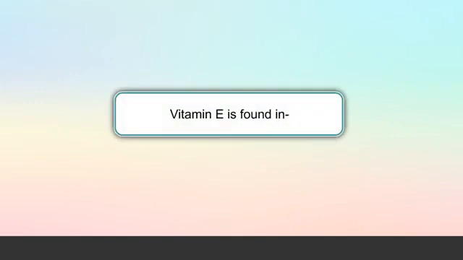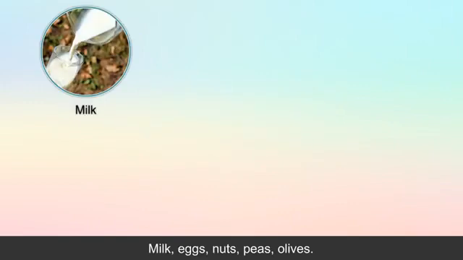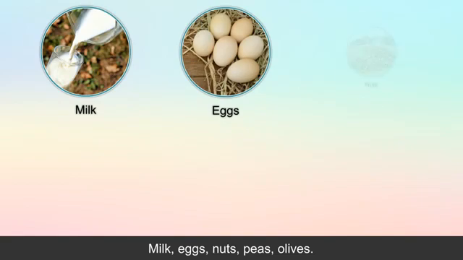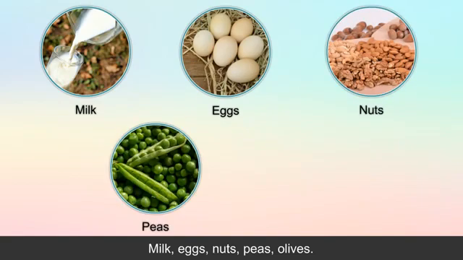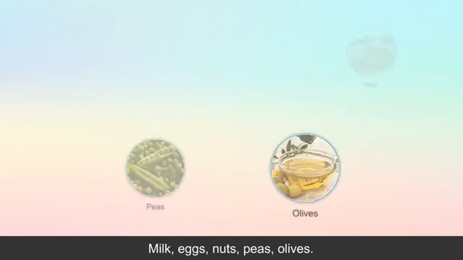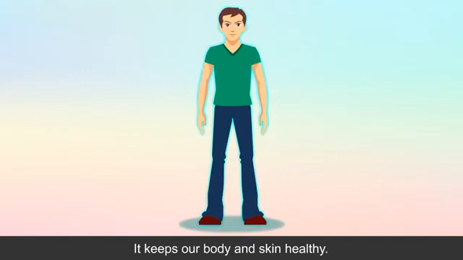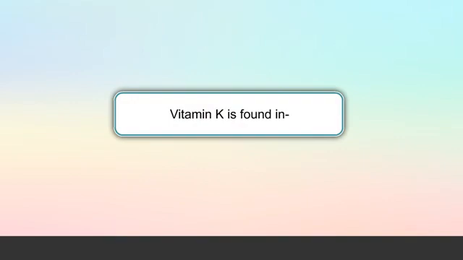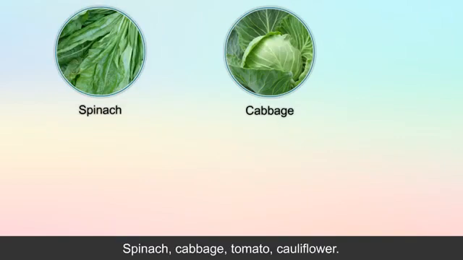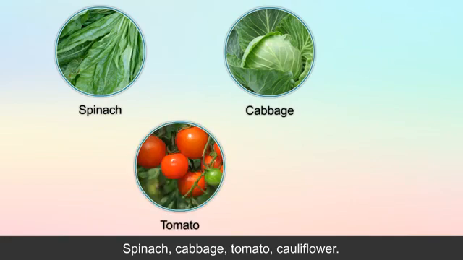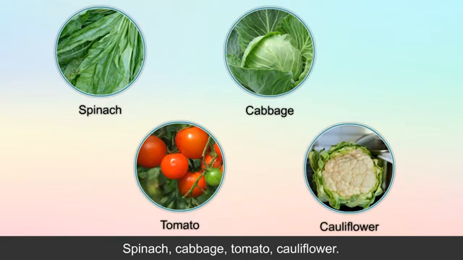Vitamin E is found in milk, eggs, nuts, peas, olives. It keeps our body and skin healthy. Vitamin K is found in spinach, cabbage, tomato, cauliflower. It helps in blood clotting.